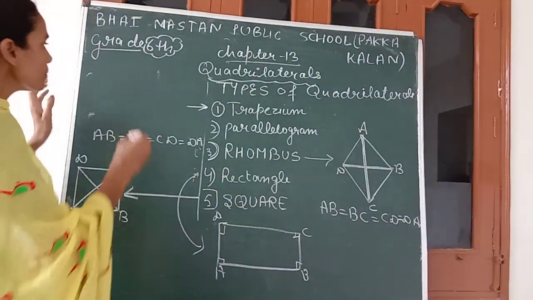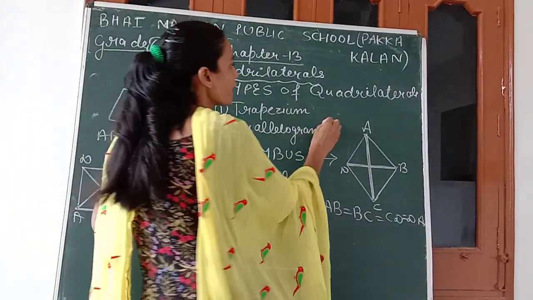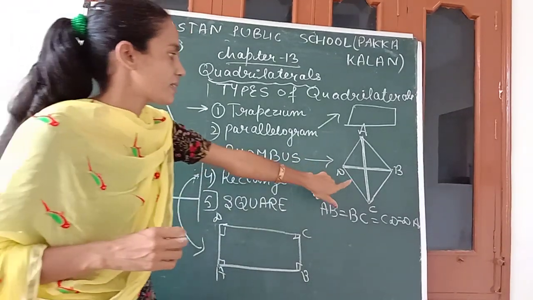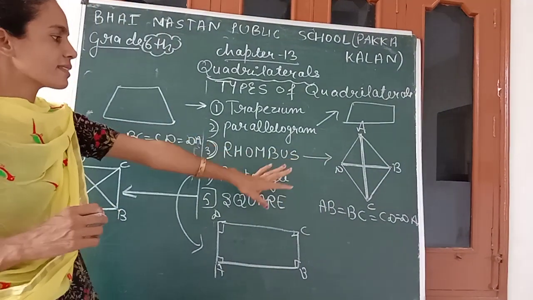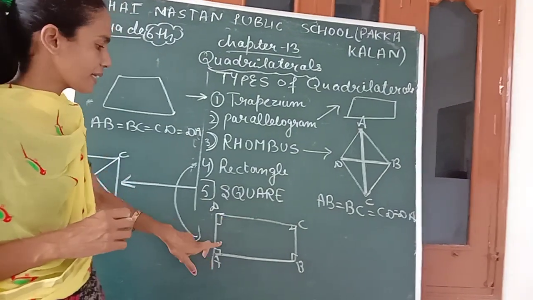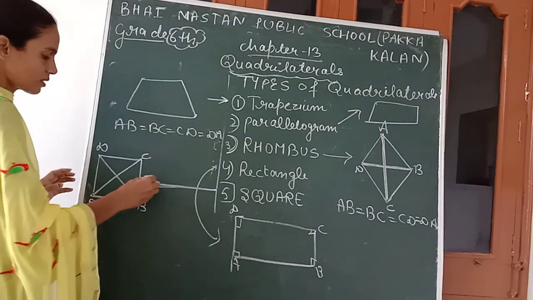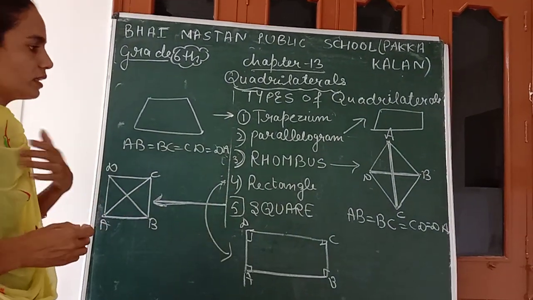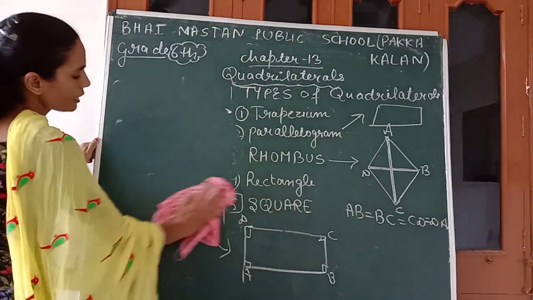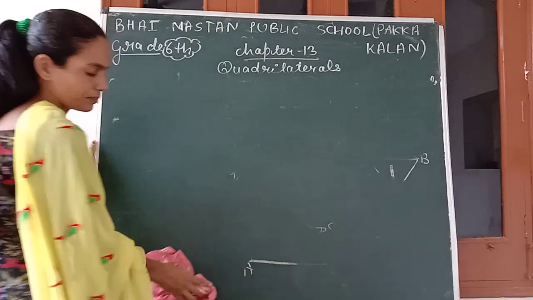So these are the types of quadrilateral. First is trapezium, which is like this. Parallelogram is like this one. Rhombus, this one: all sides equal but diagonals are not equal. Rectangle: opposite sides are equal and each angle is 90 degrees. And this is a square: all sides are equal. Now I am going to discuss the names of polygons on the basis of sides.